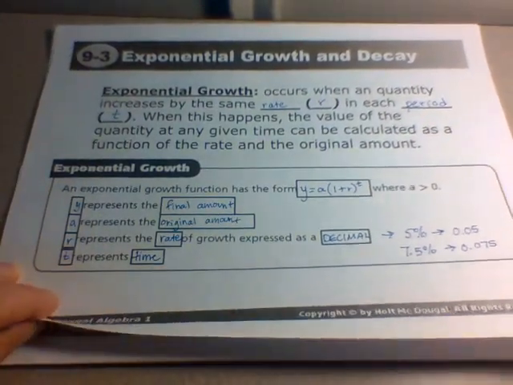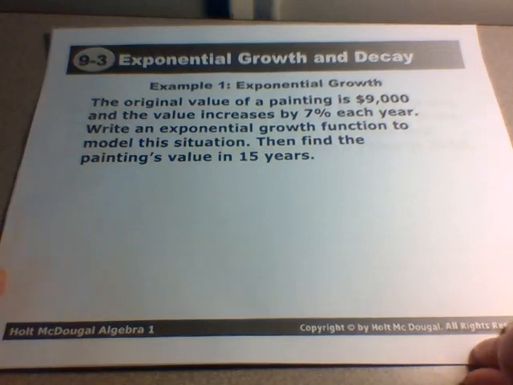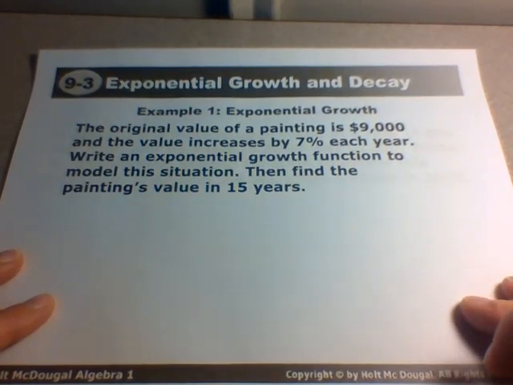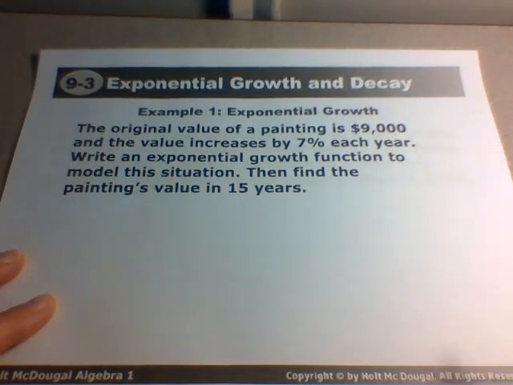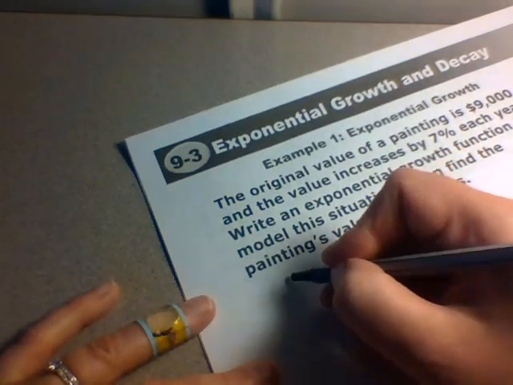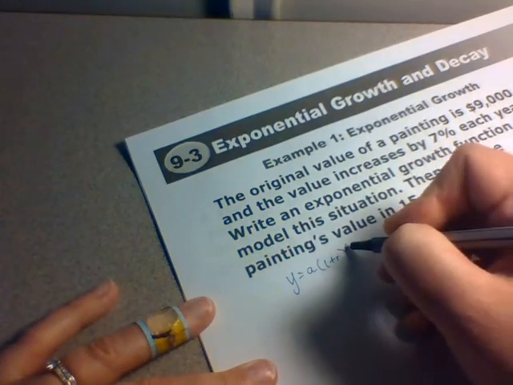All right. So we're going to use this equation in this example here. So the original value of a painting is $9,000, and the value increases by 7% each year. We're going to write an exponential growth function to model this situation, and then once we write it, we're going to find the painting's value after 15 years. So first thing that we need to do is write the equation. So if we take a look at the equation again, which is y equals a(1 plus r) to the t.